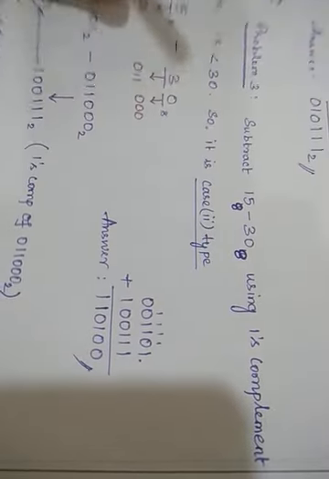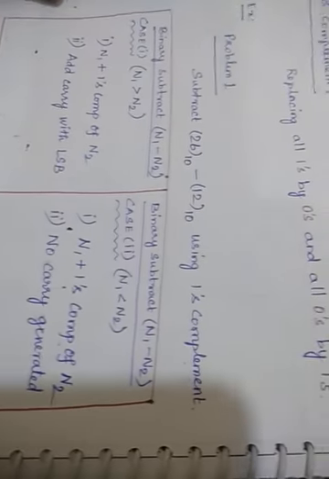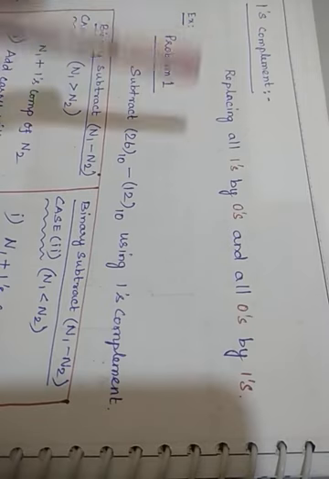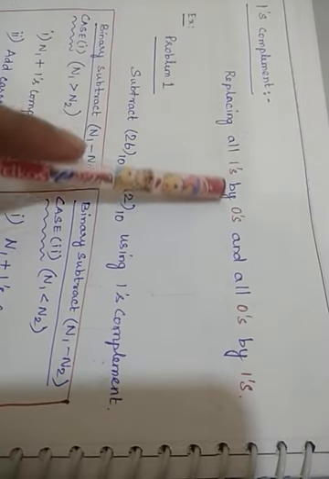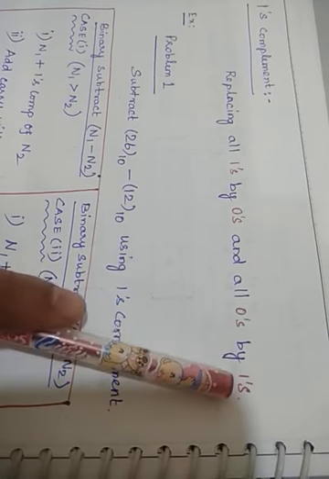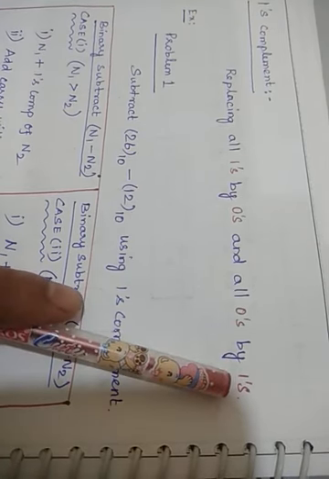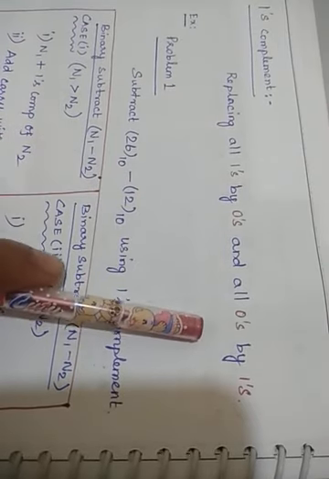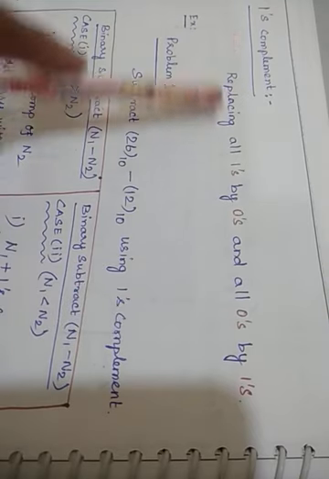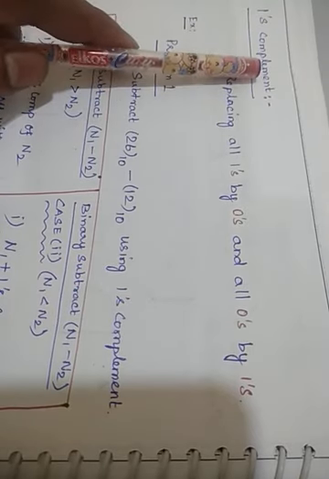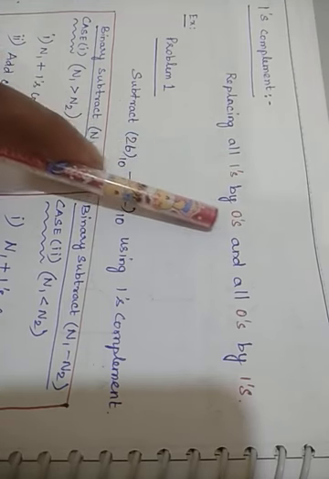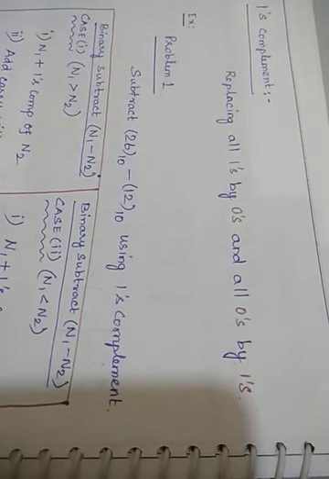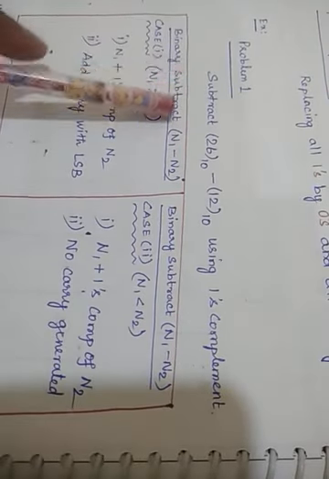Then we'll see the ones complement problems. Very important, maybe somewhat tricky problem. Some students feel it is tough. See, ones complement means replacing all ones by zeros and all zeros by ones. Remember, this is in the binary number system only. This ones complement is applicable only to the binary number system. To get the ones complement value, wherever you have zero, put 1, and wherever you have 1, put 0. That's it.